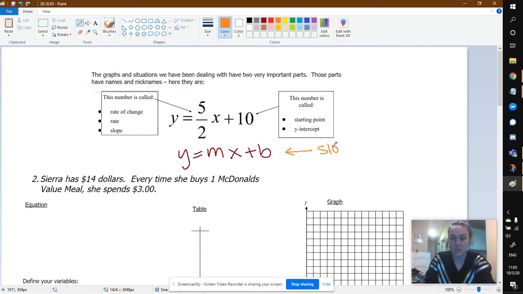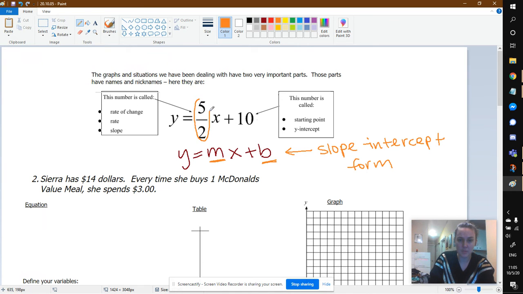This is called the slope-intercept form because the m is our slope and the b is our intercept. Let's look at that with actual numbers.